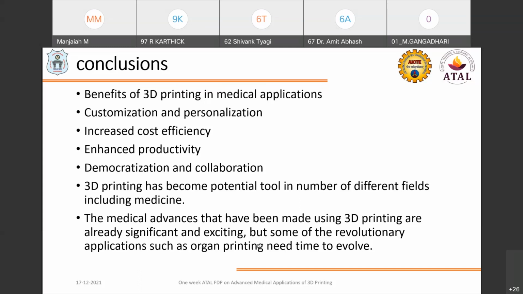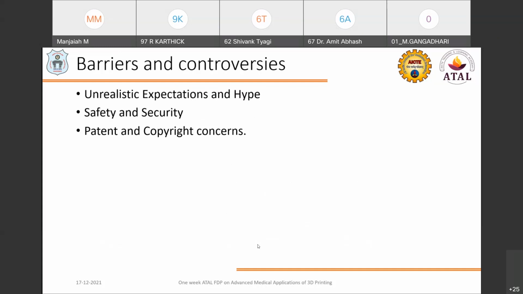But some of the revolutionary applications, such as what we are talking about, bioprinting and organ printing, need some time to evolve. Artificial bones or artificial organs need to be manufactured with this bioprinting or 4D printing process. Some challenges still exist that need to be addressed over a period of time. The barriers and controversies with respect to the 3D printing process include unrealistic expectations and hype.